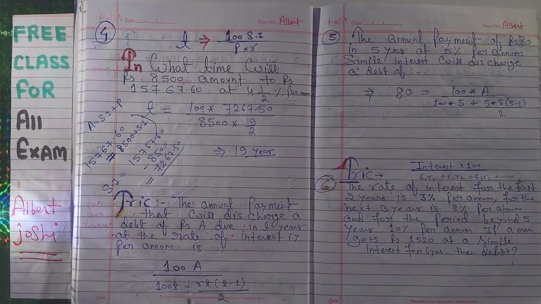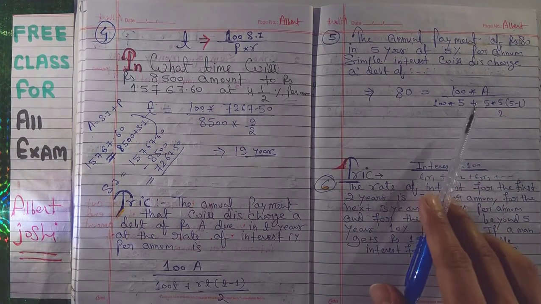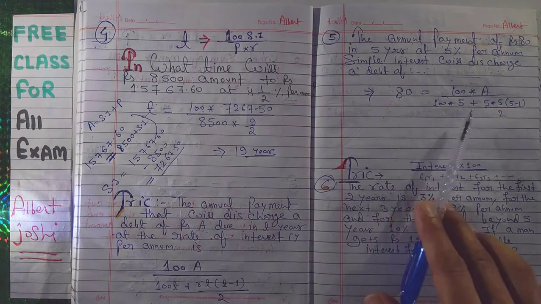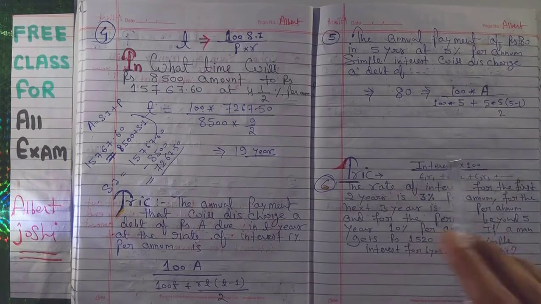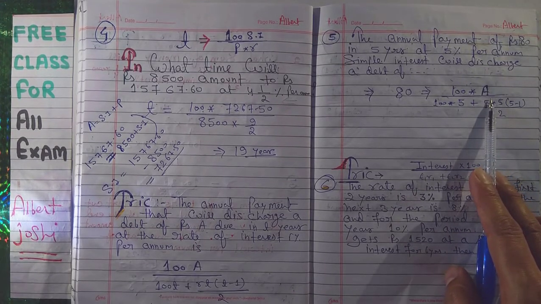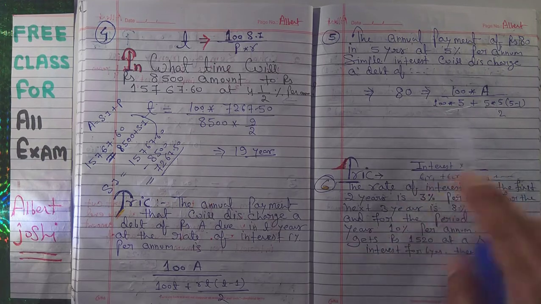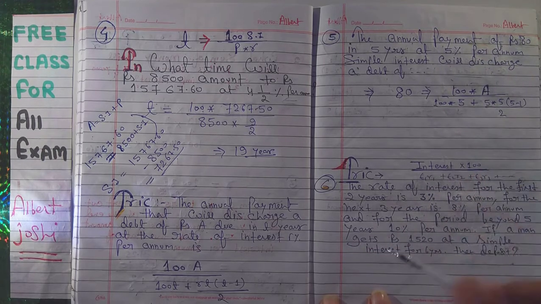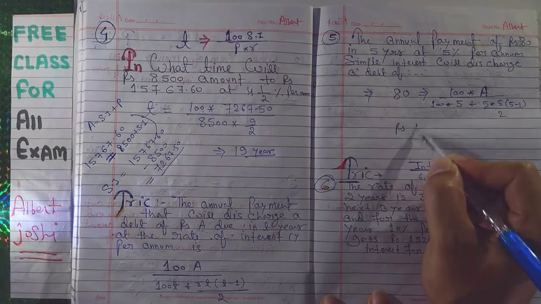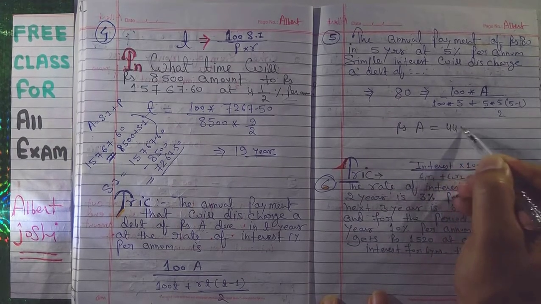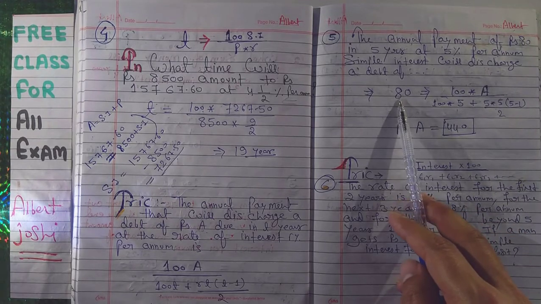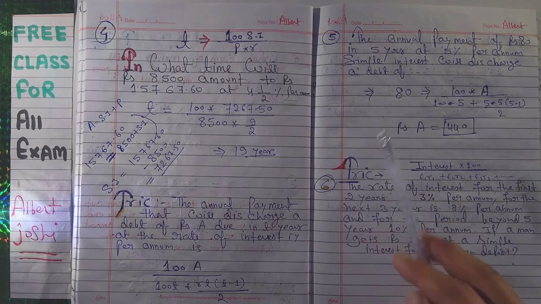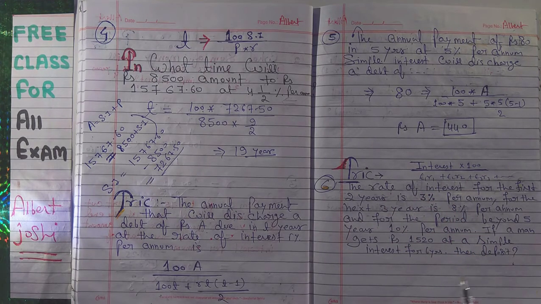Only if you know the formula, then you can calculate very easily. Otherwise it will take more time. So once you calculate, you will find what is A, your debt amount, the money you have taken from the bank. If you calculate, then A will be 440. So you have taken 440 and you are giving 80 rupees per annum.